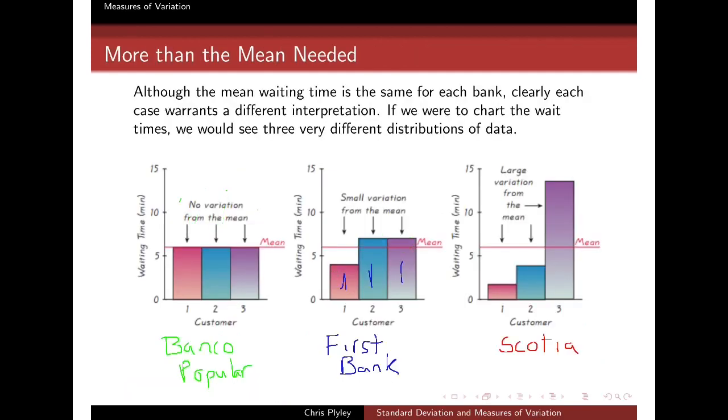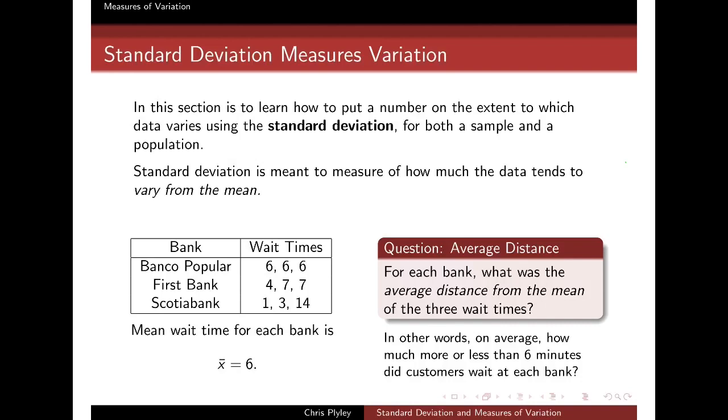And this is the same idea we see with our bank example. If I go into Scotiabank, there's a higher chance that I'll end up waiting either a lot longer than 6 minutes or a lot less than 6 minutes. Whereas if I go into Banco Popular, then I'm all but guaranteed to wait a much closer time to 6 minutes. And so to even further grasp this idea, let's think about what standard deviation actually will measure.